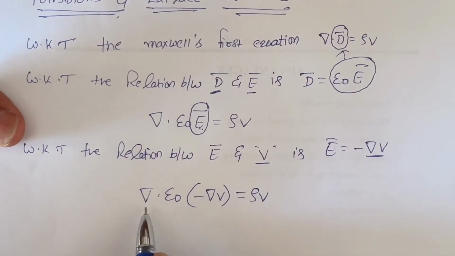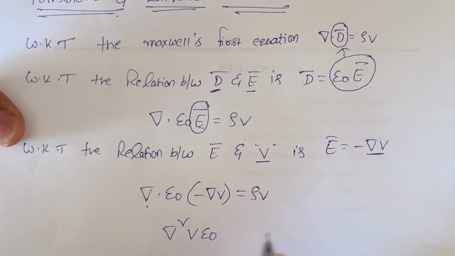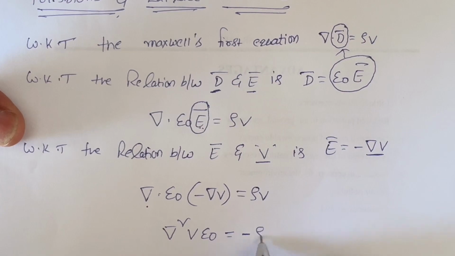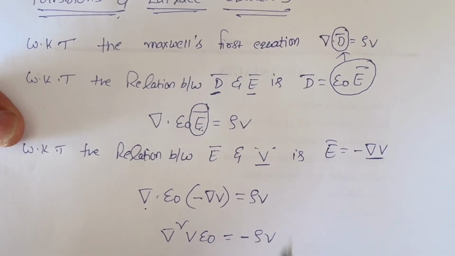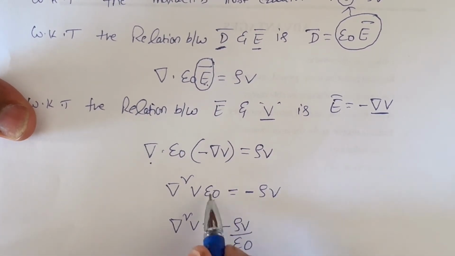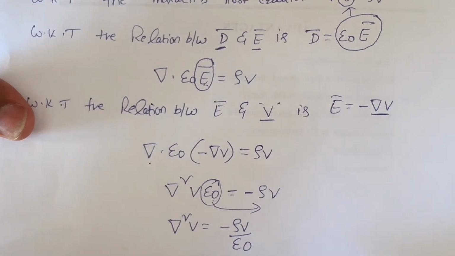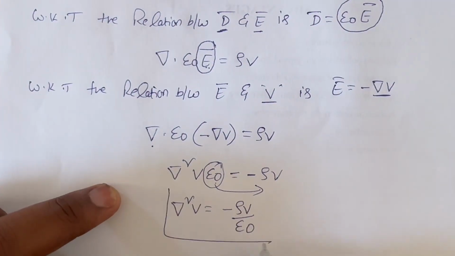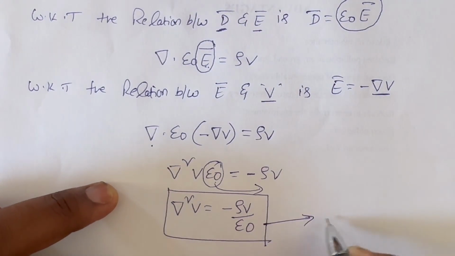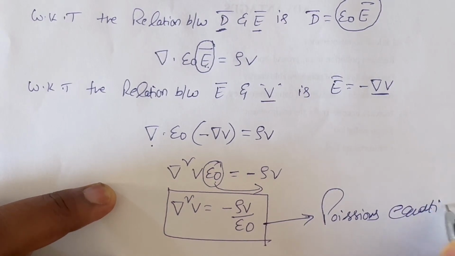Here we are having del square V times epsilon naught equal to minus rho v. I am letting this minus go to this side. Then del square V equal to minus rho v by epsilon naught. I am bringing this epsilon naught to this side. Here it is a multiplicand, so when it comes to this side, it will be divided. That is called Poisson's equation.